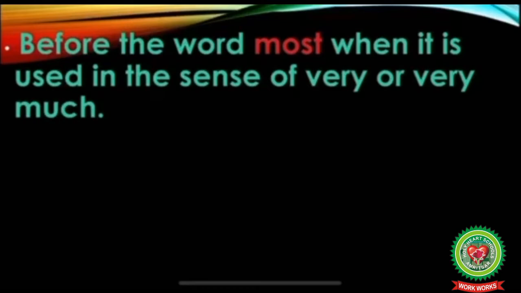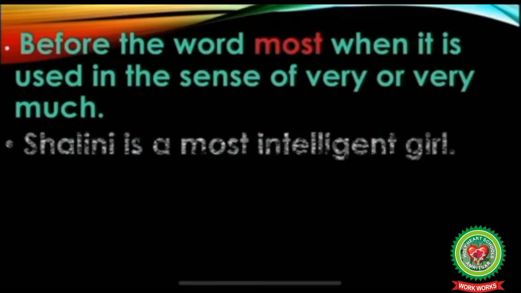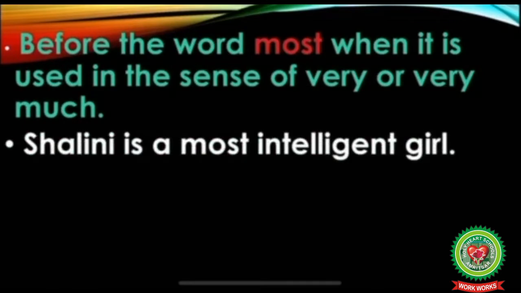Now next is before the word most when it is used in the sense of very or very much. Children, see here in the example, Shalini is a most intelligent girl. So here we have to mention the word very. She is a very intelligent girl. So instead of writing very intelligent, when most intelligent is written, we will be using article a.